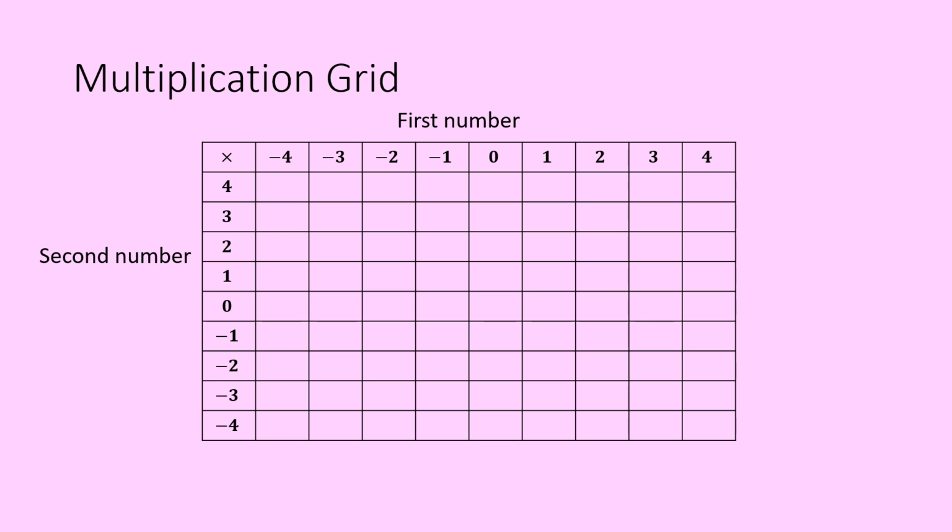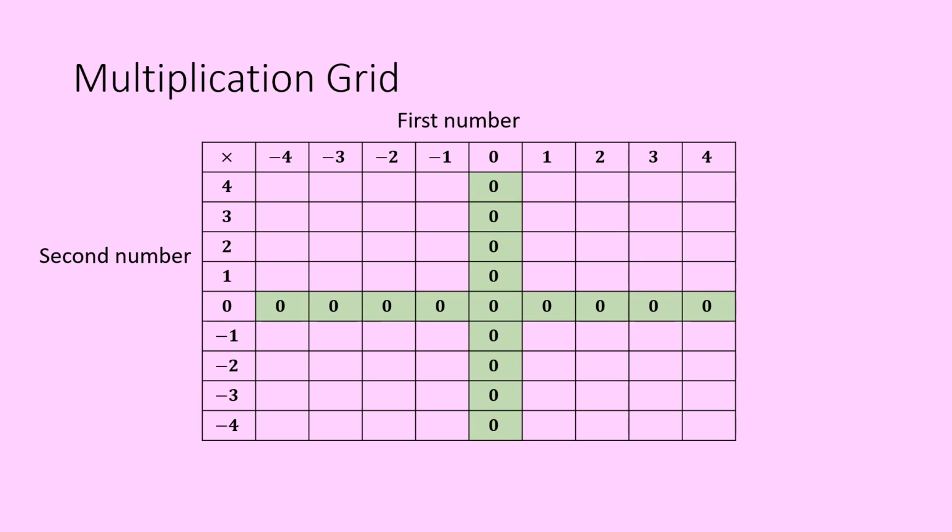Here is a multiplication grid. So we have our first number on this side and our second number on this side. So if we look at 0 and 4, we would put 0 times 4, which is 0, in this box here. So let's have a go at filling out this multiplication grid and see what patterns we can spot which will help us understand multiplication with negative numbers.